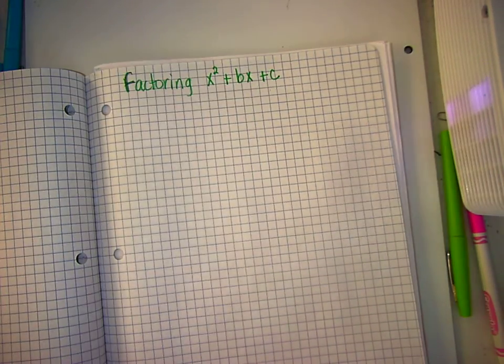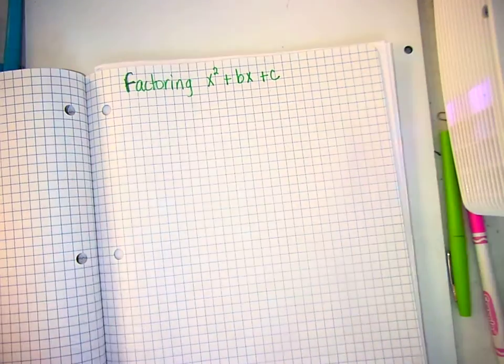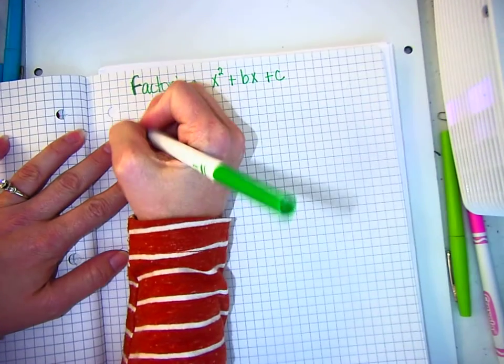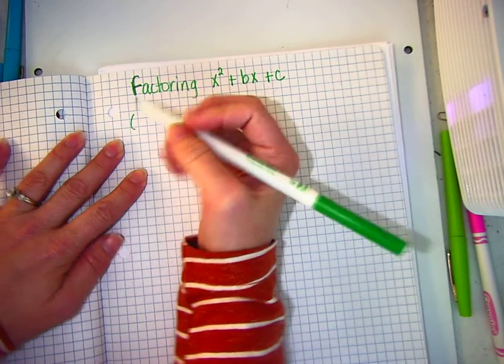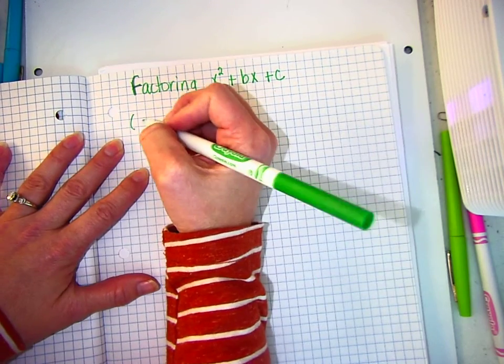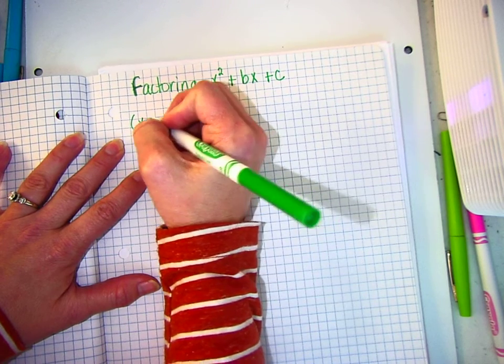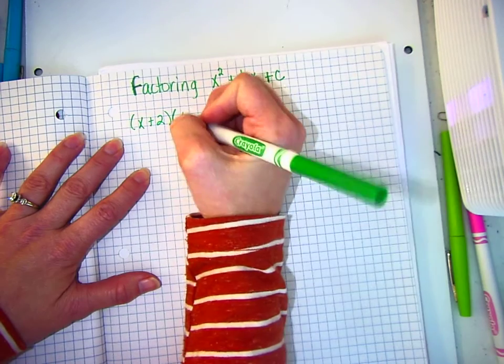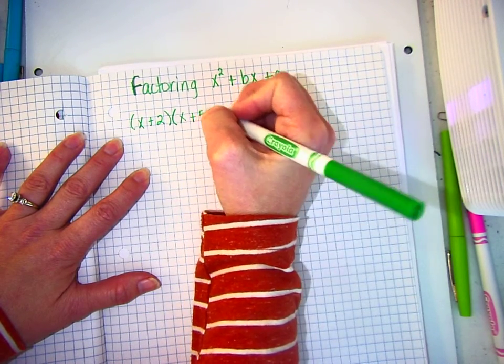Today we're going to learn how to factor. We have x squared plus bx plus c. You guys remember how to simplify an expression like this. I'm going to write it down. You write it down in your notebook also. I have x plus 2 and then another binomial x plus 5.